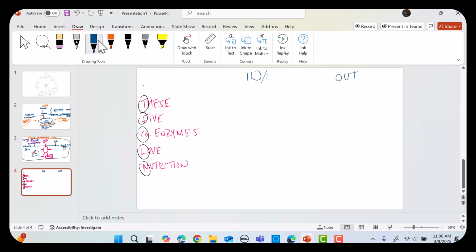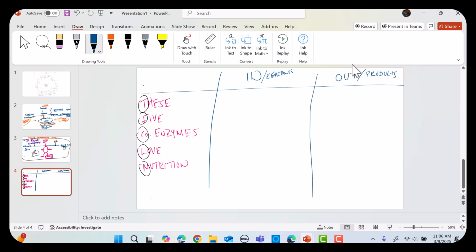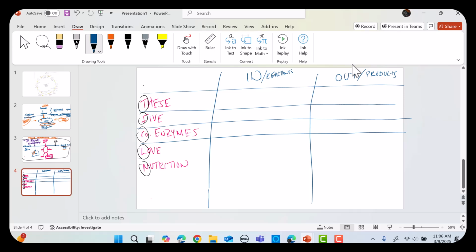So in reactants, out, of course, is our products. Sorry, these are really crooked lines. I'm drawing kind of vertically on another monitor.